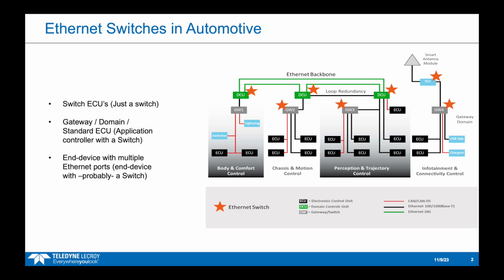We have additional redundancy for a gigabit link between 2 domain controllers even though we already have redundancy in the Ethernet backbone ring. We have different gateways in this architecture and multiple ECUs. Every device which is marked with a star contains an Ethernet switch, so these are usually the components that will be tested with the Teledyne LeCroy Xena solution.